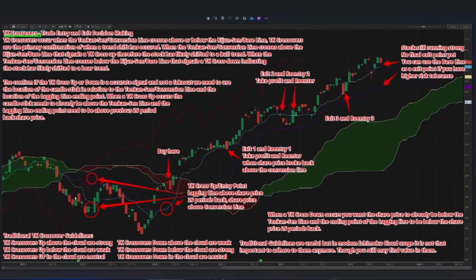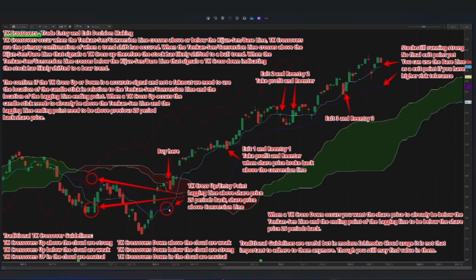Now, those are traditional guidelines for how to use the Ichimoku Cloud indicator with the TK crossovers when the indicator was created and released to the public. But in modern use cases, it's not that important anymore. So even though you have a clear TK crossover to the upside beneath the cloud happening here, you can still easily play that to the upside and take that trade from beneath the cloud all the way to the top of the cloud. So that's basically how the TK crossover to the upside works.